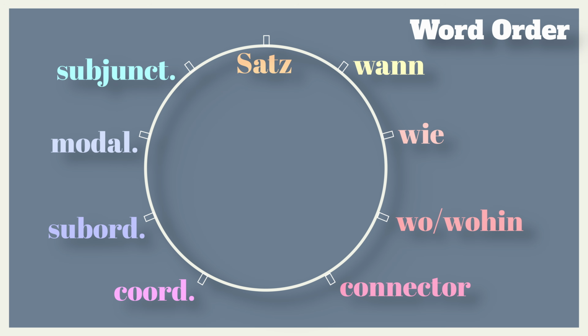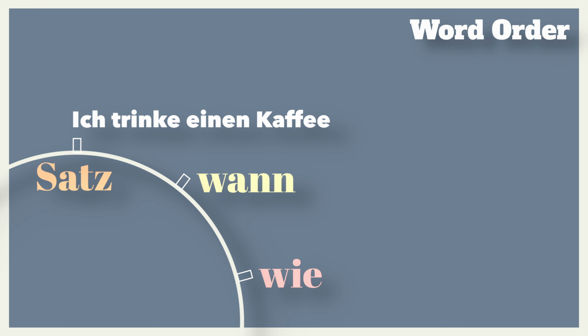For example, ich trinke einen Kaffee. That's pretty simple. I'm drinking a coffee. Nothing too complicated there at all. Then we'll add in a time phrase.